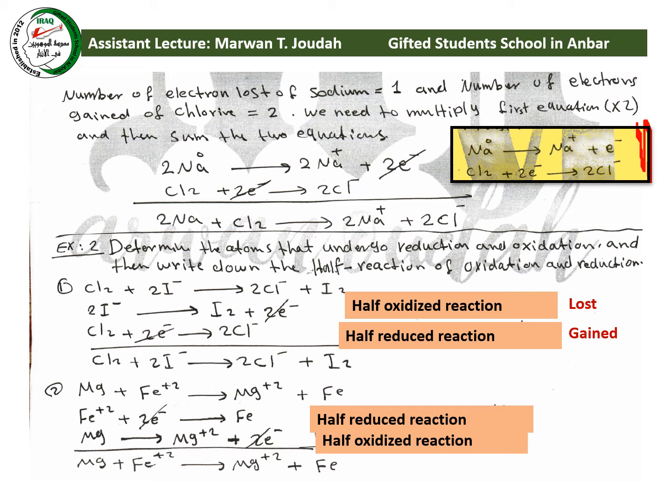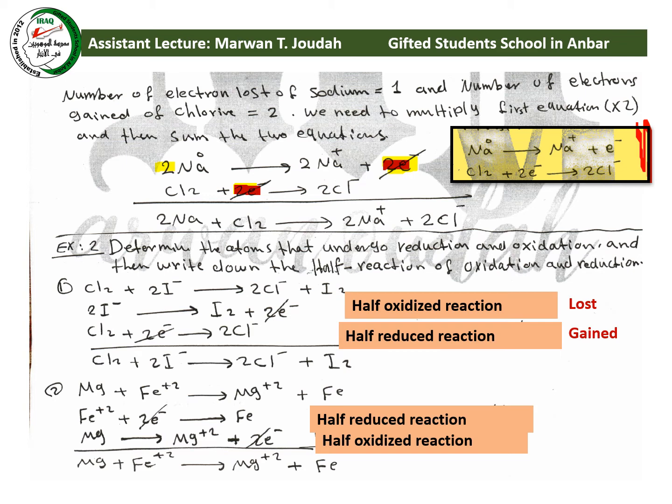Since the chlorine gained 2 electrons, the sodium must lose 2 electrons in order to give them to the chlorine. So what we are going to do here is multiply the first equation by 2, in order to produce 2 electrons, and those electrons would be gained by the chlorine in order to cancel them out eventually. So they will be cancelled out, 2 electrons, and we get 2Na plus Cl2 gives us 2Na+ plus 2Cl-.